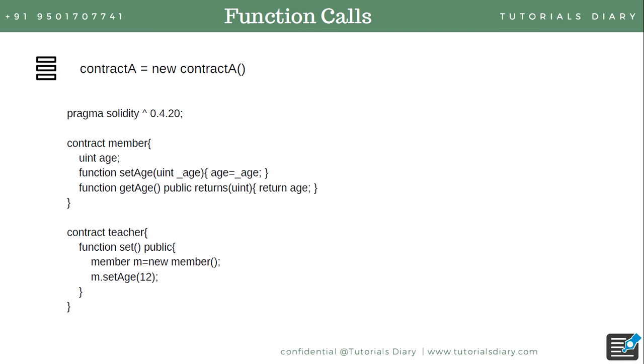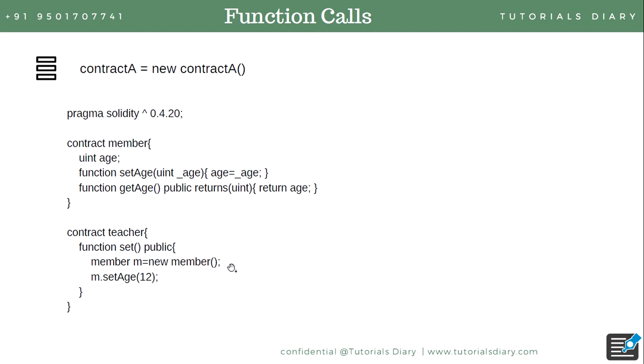Now we have one more contract, teacher. In this teacher contract, we have a function defined, set, and what we're doing here is creating an instance of the member smart contract. With the help of the new keyword, as you can see, Member m = new Member. Here you will call m.setAge, which is a function you have in the member smart contract, and you can pass the input values here. This is option number one.